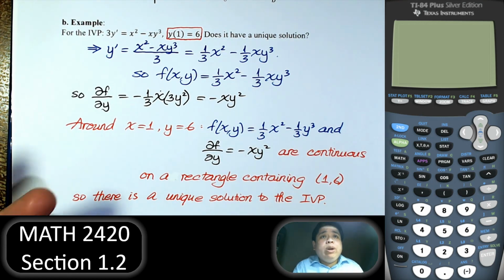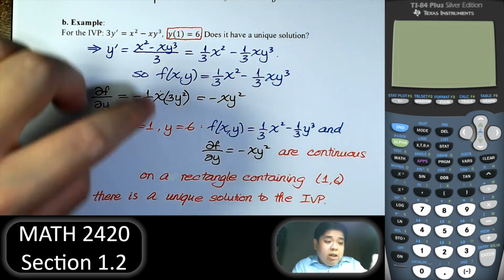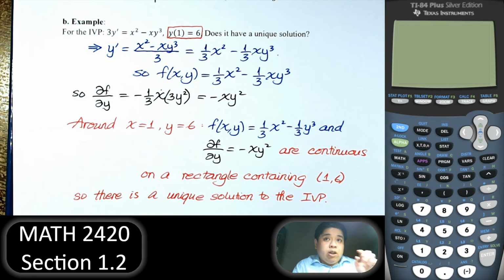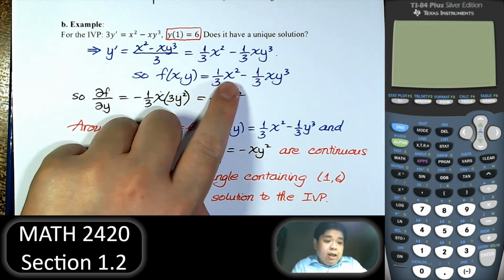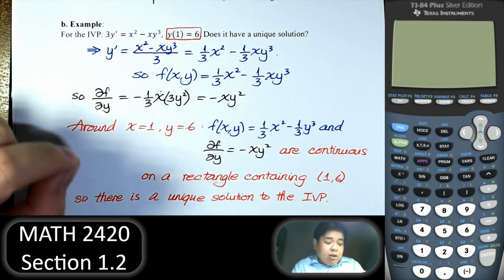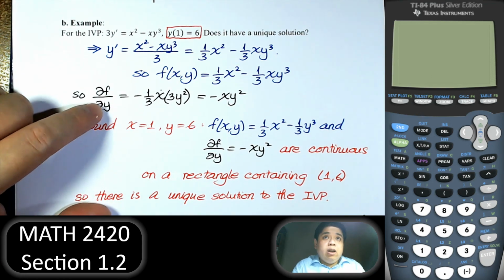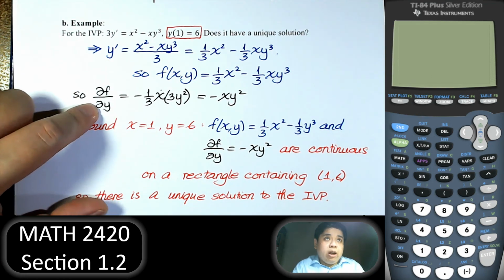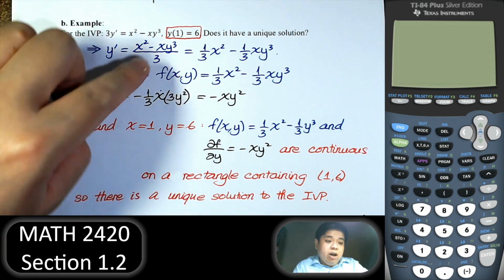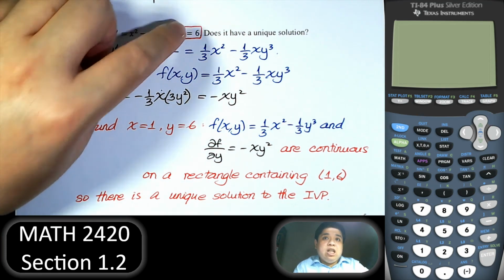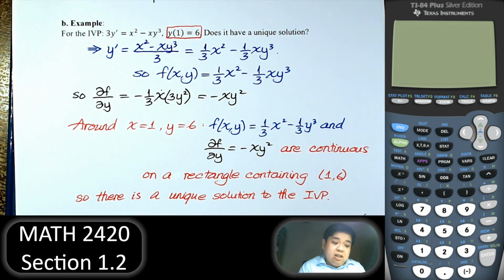So what we did was we put the equation in the right form, y prime equal to something. That function and the partial derivative of that function with respect to y have to be continuous on the rectangle containing the point of the initial condition. If that is the case, then the initial value problem has a unique solution.